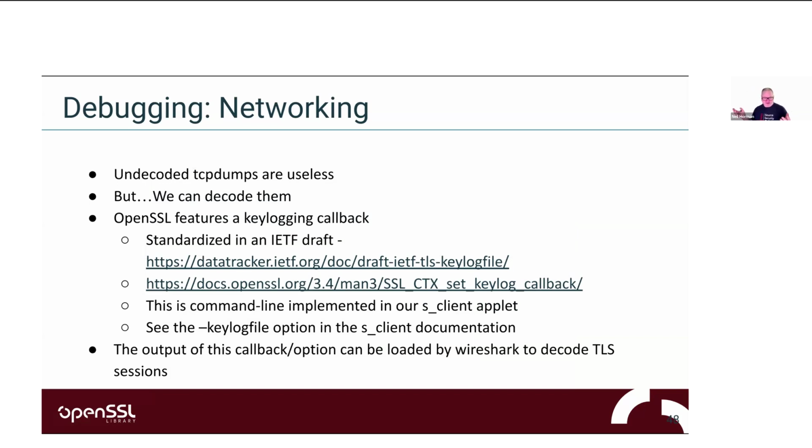The callback is fairly straightforward. It provides a function callback to invoke, and every time an SSL or TLS message with a key exchange happens, that callback is invoked, and you can log the key using this function. This is the command line implemented in our s_client with the keylog file option.